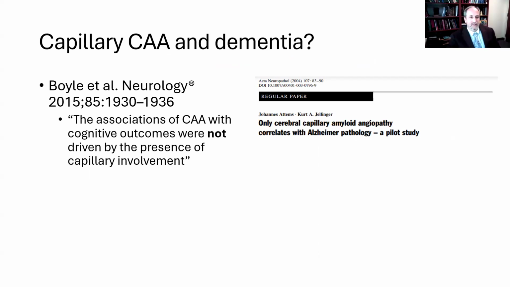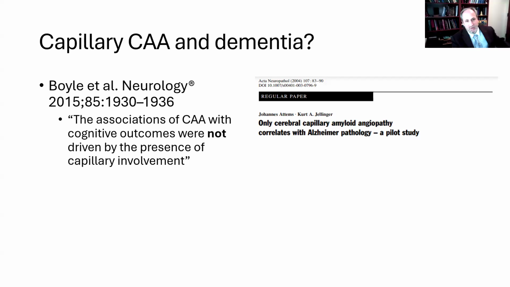The Rush group thought that capillary CAA really did not drive the cognitive outcomes in their series. So again, some complexity there in terms of capillary involvement. Whereas Thal and Ellinger were asking a slightly different question, but in their hands, it was only the capillary CAA that correlated with Alzheimer's disease pathology. So again, there's some nuance here and some interesting findings.